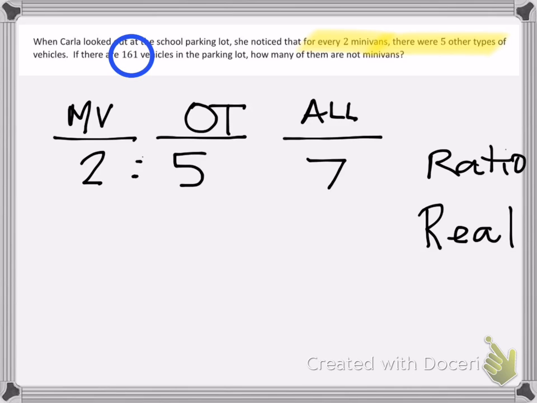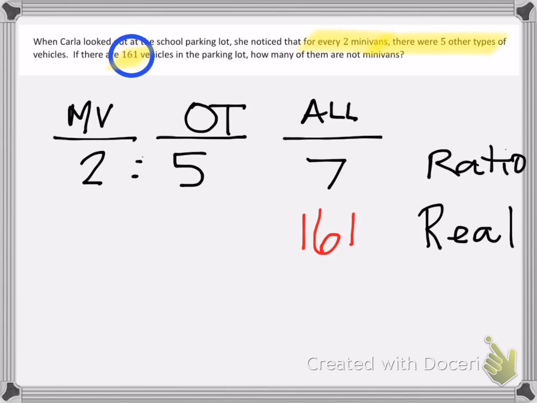Every one is going to change from our ratio that's given to us into some real numbers. So is there a real number here? Well, yeah. It's right here. 161 vehicles. That's a real number. And it's a total between the minivans and all the other types. So that 161 is going to go right here. 161 is the all vehicles in real life.